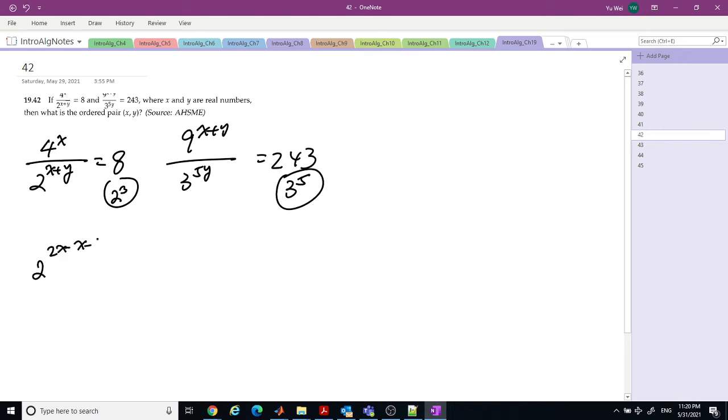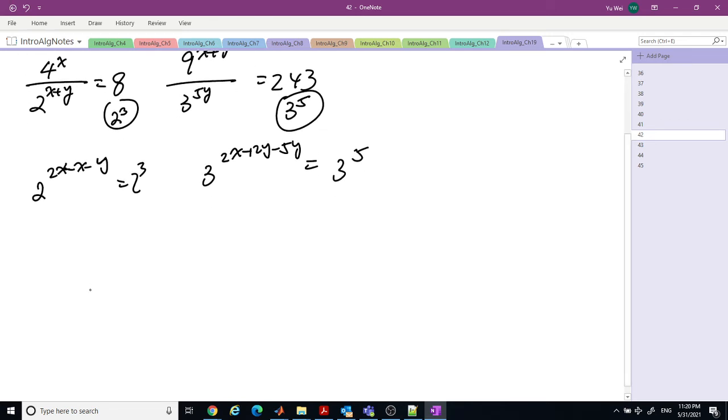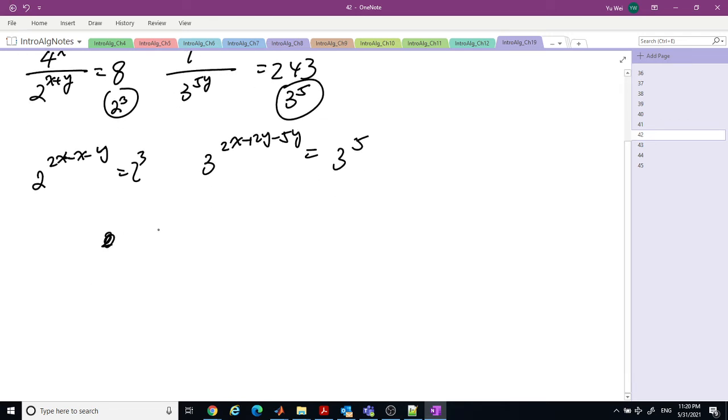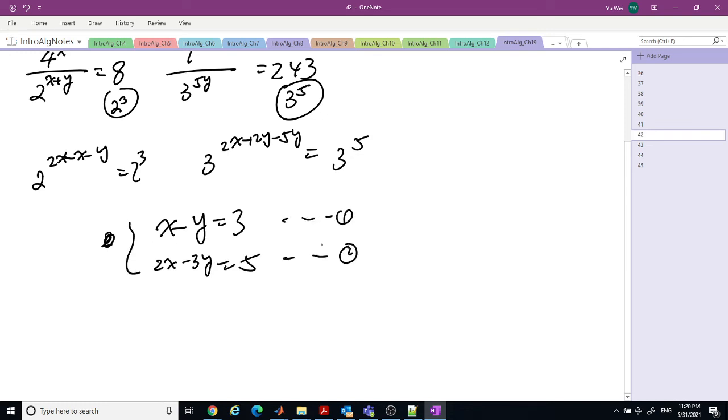Now let's calculate. This one is 2 to the (2x minus x minus y), equal to 2 to the 3. This one is 3 to the (2x plus 2y minus 5y), equal to 3 to the 5. So we have two equations: x minus y equals 3, and 2x minus 3y equals 5. Now you can simply solve the equations. After you solve them, you get x equals 4 and y equals 1.